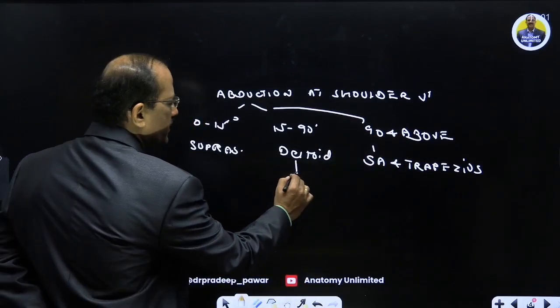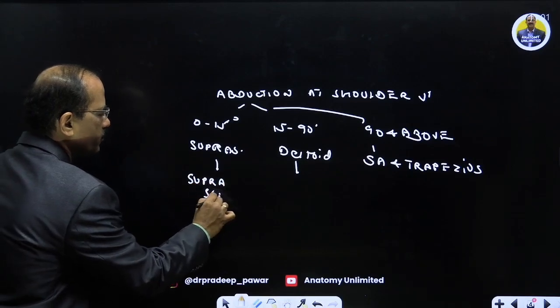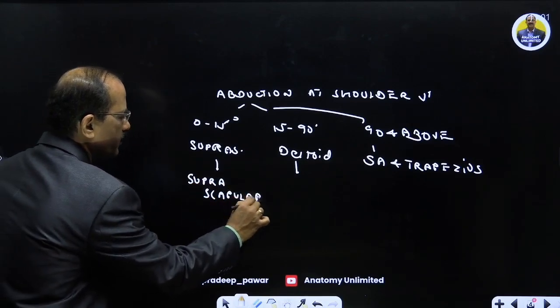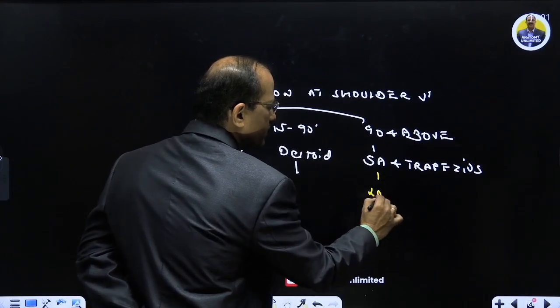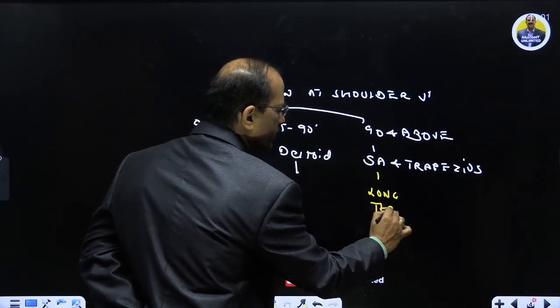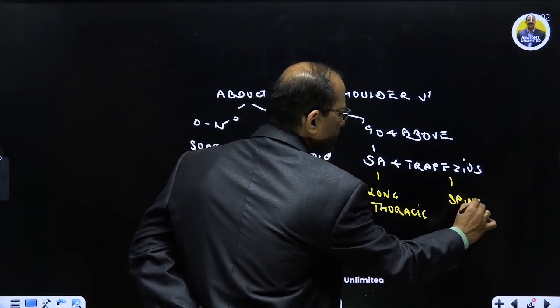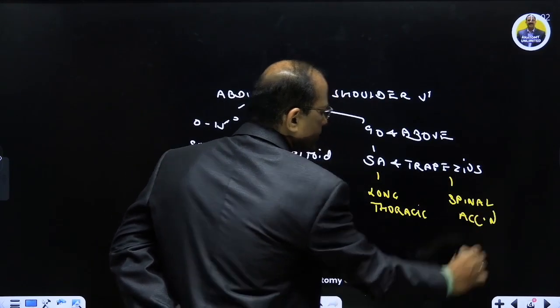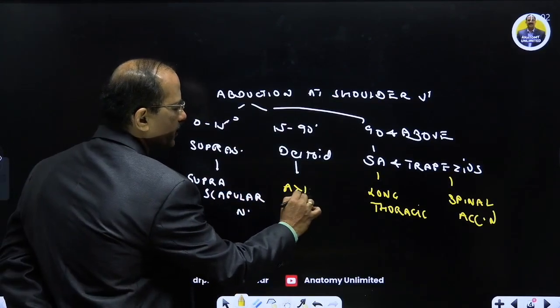Who supplies the supraspinatus? That's the suprascapular nerve. Who supplies the serratus anterior? That's the long thoracic nerve. Trapezius is supplied by the spinal accessory nerve. Deltoid is supplied by the axillary nerve.